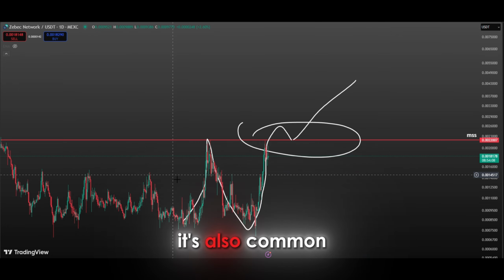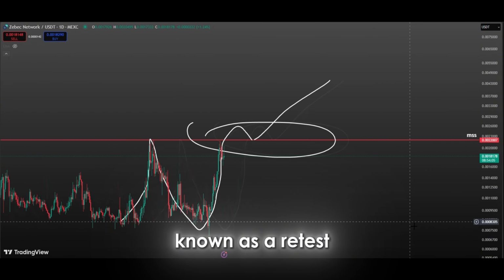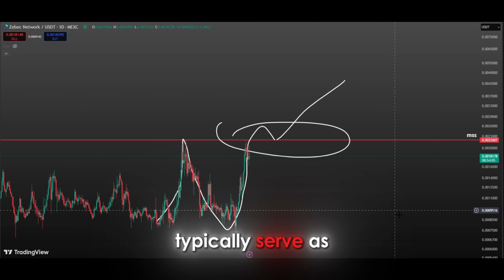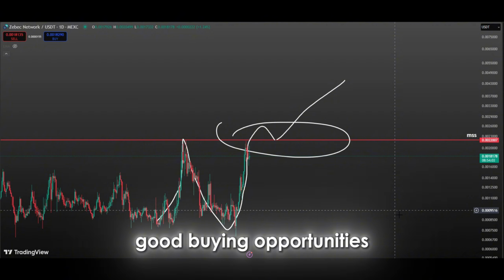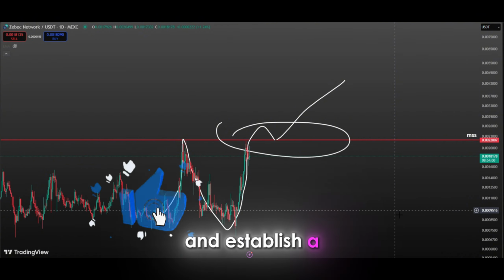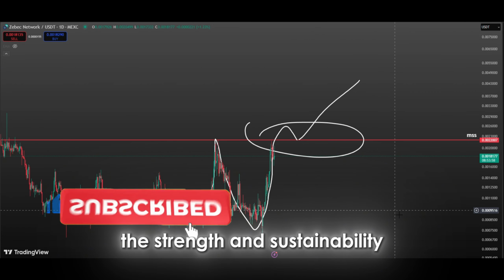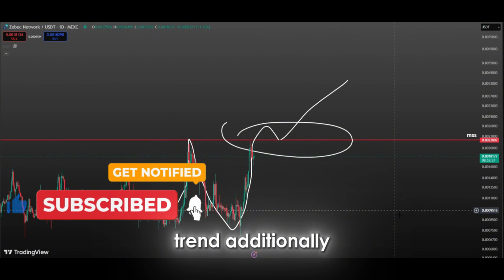movement. It's also common for price to return to this level afterward in what's known as a retest. These pullbacks typically serve as confirmation of a new support level and can provide good buying opportunities. With the MSB breakout, the price may target previous highs and establish a sustained move above this area, which would reinforce the strength and sustainability of the upward trend.